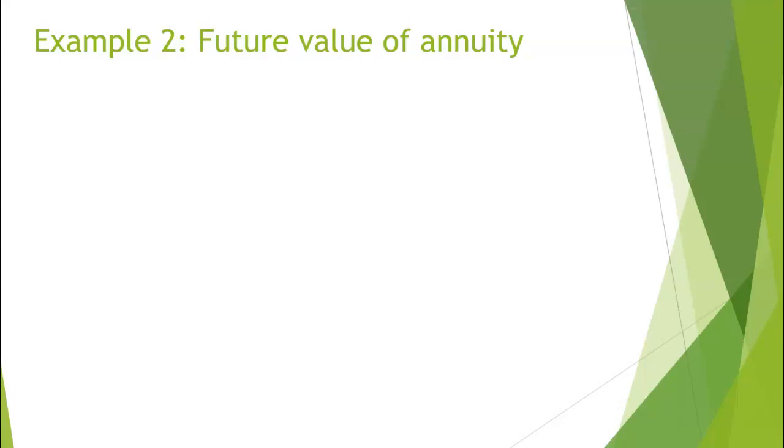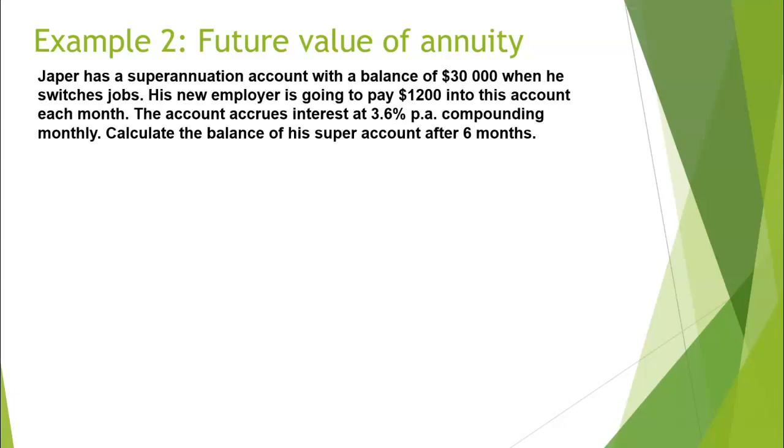Okay, another example of future of annuity. So in the previous example, our starting balance was 0. So in this example, Jasper has a superannuation account with a balance of $30,000 when he switches jobs. His new employer is going to put $1,200 into this account each month. The account accrues interest at 3.6% per annum compounding monthly. Calculate the balance of his super account after 6 months.